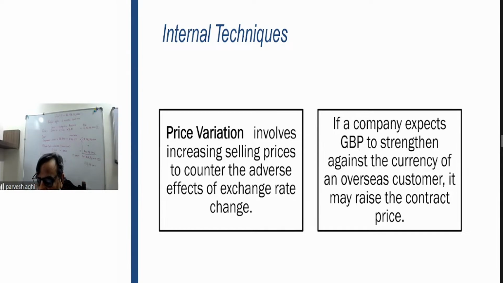But normally, it's very difficult because of the competitive world. You can't charge more to your customers, isn't it? But sometimes, if you have a monopoly, if you are a monopoly manufacturer, you can do it. So this is only under certain circumstances.